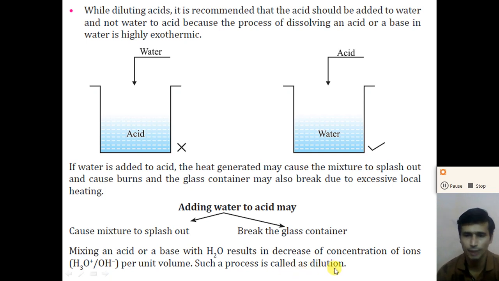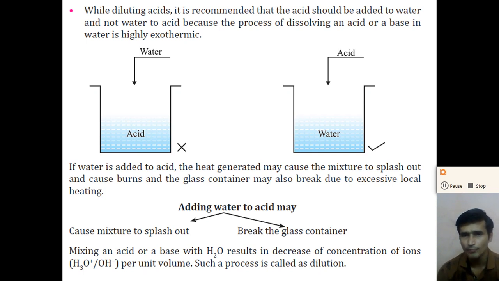So what is dilution? Dilution means diluting an acid in water or diluting a base in water. But for that we do not add water to the acid, we add the acid to the water, right? Why? Because adding water to the acid may cause the mixture to splash out, right? It may cause the mixture to burn, right? Or it may break the glass container because of the excessive heating of the reaction, right?